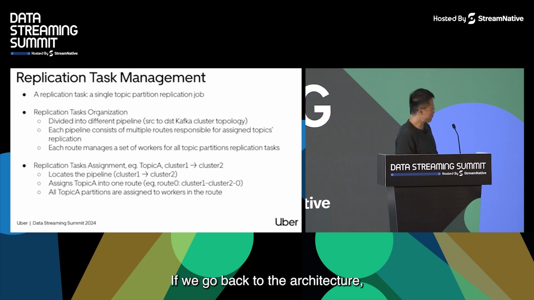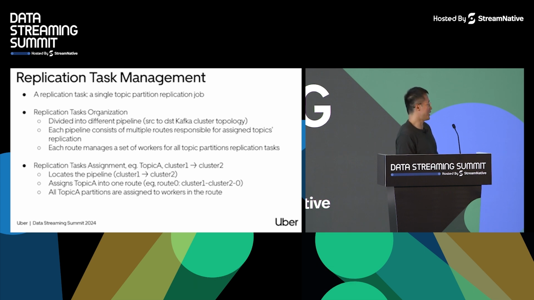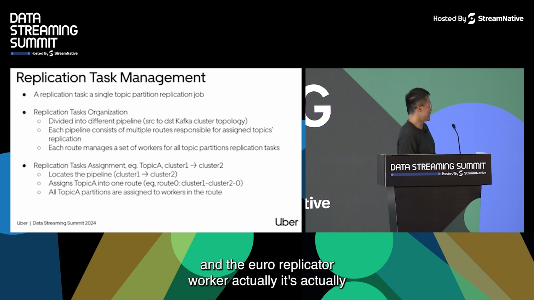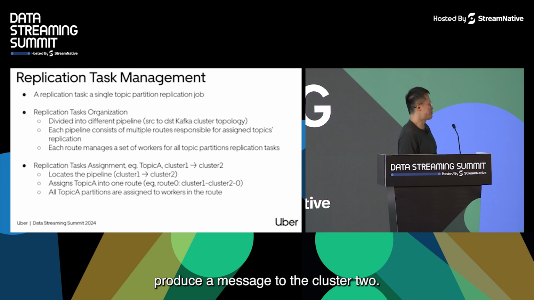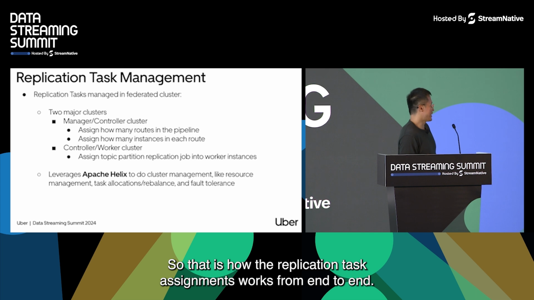If we go back to the architecture, the uReplicator controller will control the routes and also control all of the topic partition assignments across all of the uReplicator workers. And the uReplicator worker is the instance that consumes the messages from cluster 1 and produces the messages to cluster 2. So that is how the replication task assignment works from end to end.